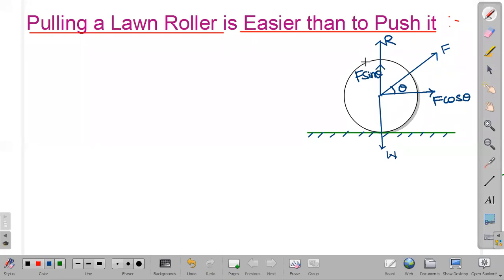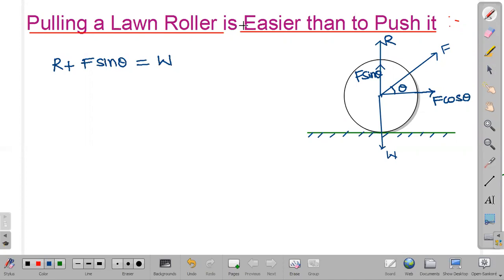Now, R is the normal reaction. So this R and F sin theta are acting in the upward direction. In the opposite direction, weight is acting, right? So from that, if I get an expression for pulling, what is acting? R plus F sin theta. These two are acting in the upward direction. Opposite to that, W is acting, right?